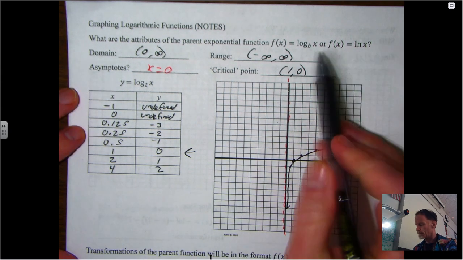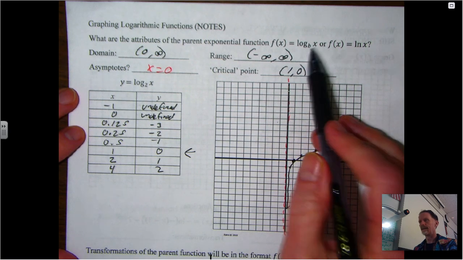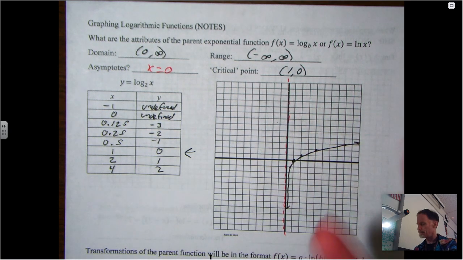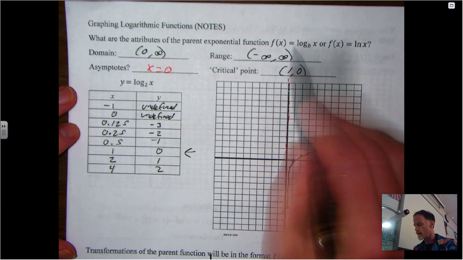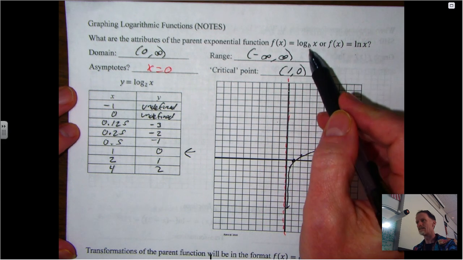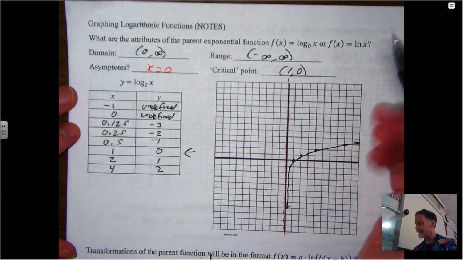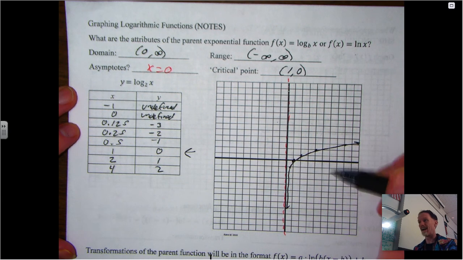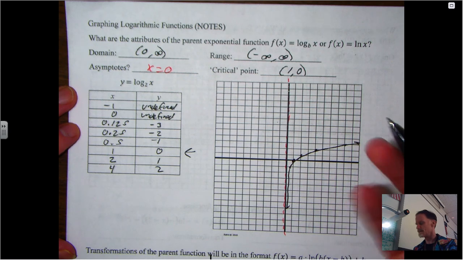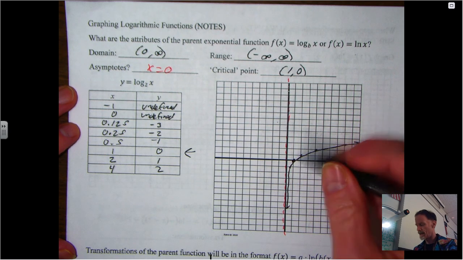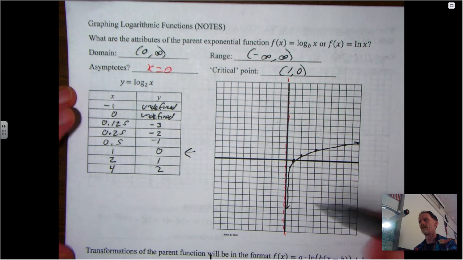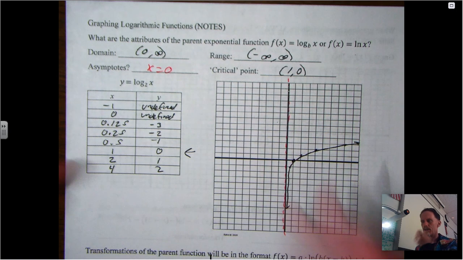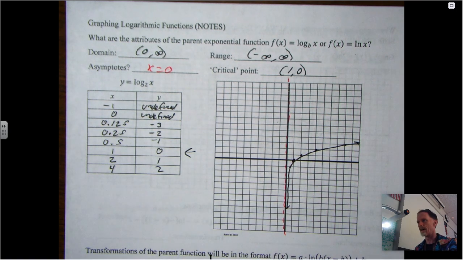Another note, remember yesterday we had 2 to the x or e to the x, something like that. Logs work the same way. That base value can be anything. It's really not going to change the shape of the graph a whole lot. Again, the main thing is the critical point is going to stay the same. The asymptote is going to be the same. The base just changes a little bit of the steepness and some of the individual values. Okay, so let's move on down to our transformations.